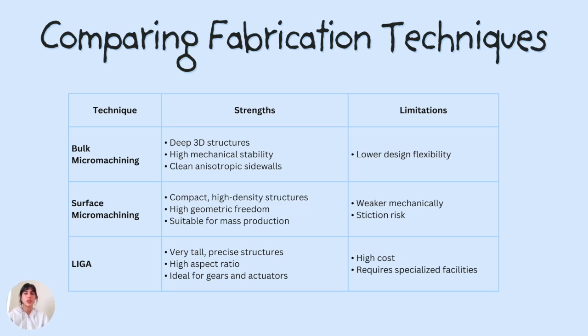the release process. LIGA occupies a league of its own as it provides unmatched height, aspect ratio, and dimensional accuracy for structures such as gears and mechanical assemblies, but it is costly and requires specialized equipment. The bottom line is that there is no single best technique. Each method fills different parts of the MEMS design space, which is why real MEMS devices often combine multiple techniques to achieve the required geometry, performance, and manufacturability criteria.